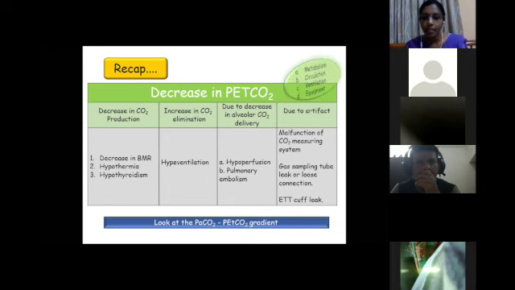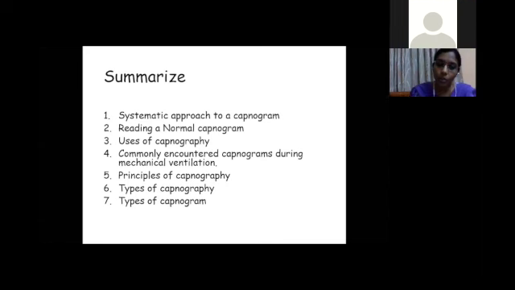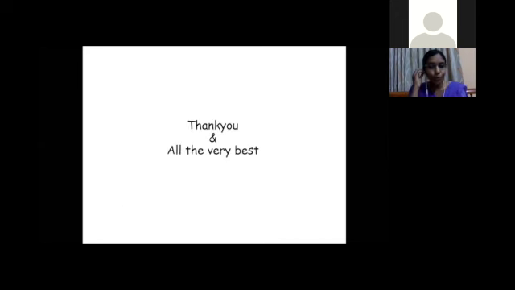Now to summarize, what we have seen today is how to have a systematic approach to read a capnogram and what the uses of capnography are. Here we have stressed that it is not only useful in identifying a correct endotracheal intubation, but also provides a lot of insight into the physiology happening in the patient. We have looked at some of the commonly encountered capnograms during mechanical ventilation. And in brief, we have looked at the principles of capnography, the types of capnography, and the types of capnogram. Thank you for your patient listening, and all the very best for exams.